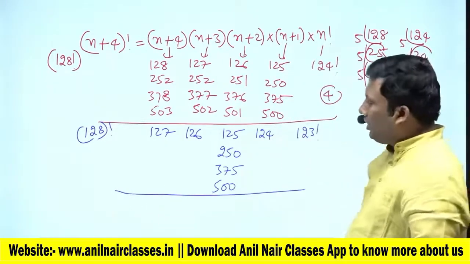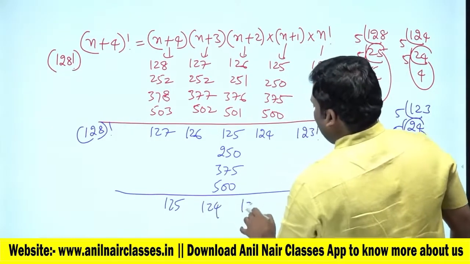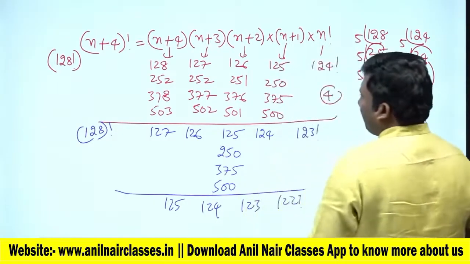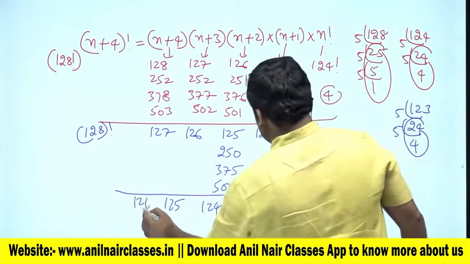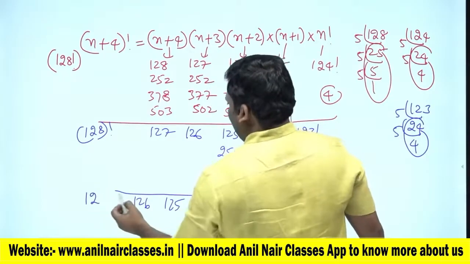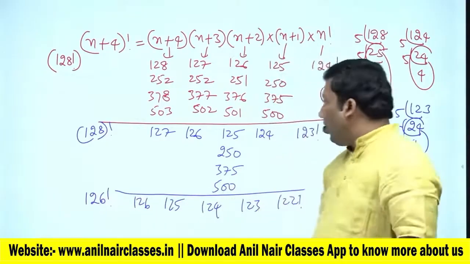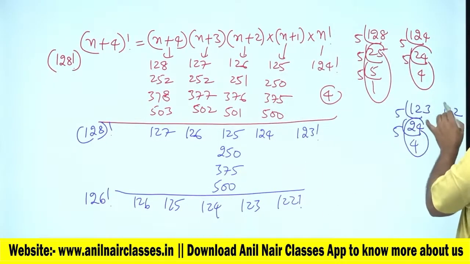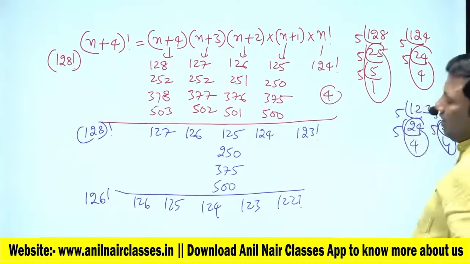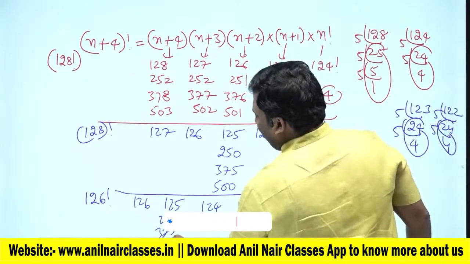Now I think it should be clear. If n plus 3 is 125, then 124, 123, 122 factorial, and this is 126. Again it is 126 factorial, from 122 to 126. The number of zeros for 122 and 123 will be the same. Again, it will be 3. I hope it is clear. So this will be 250, 375, 500.